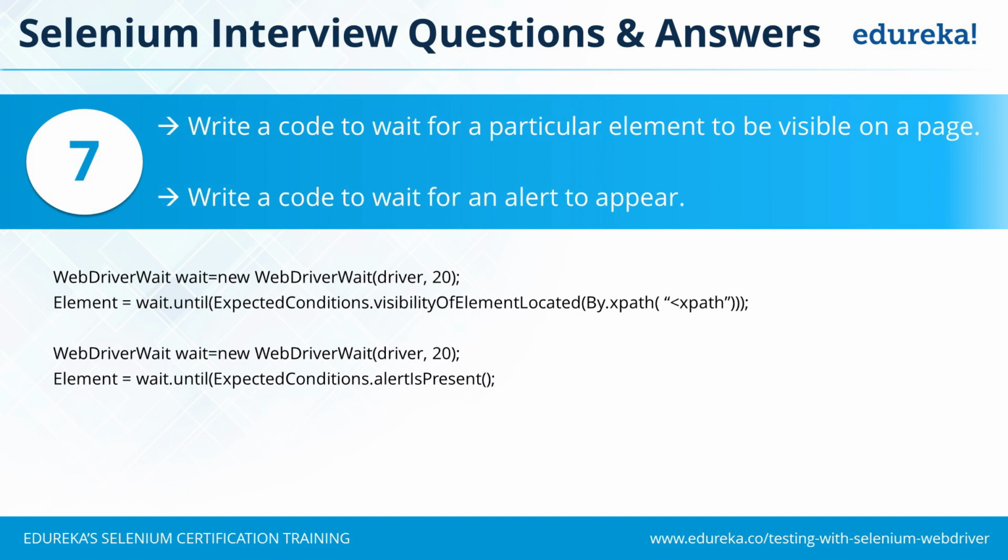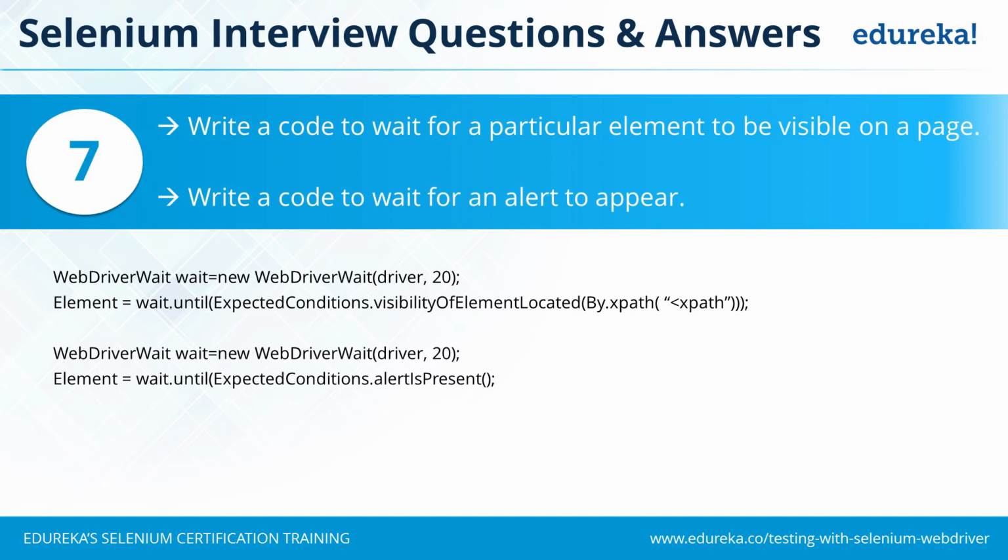Okay. So the next question with respect to the Selenium WebDriver waits is: write a code to wait for a particular element to be visible on page. Just as we talked about the explicit wait, we want a condition to be fulfilled before you move on to the next line of code. So first of all, how are explicit waits defined? There is a particular way in which explicit waits need to be defined.